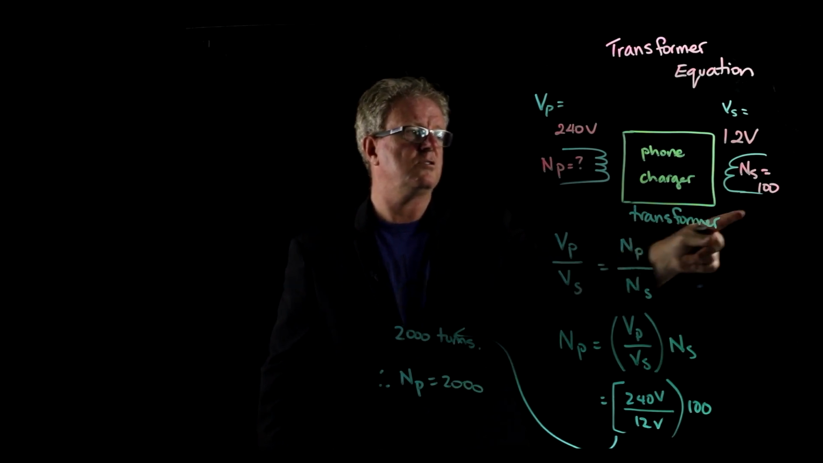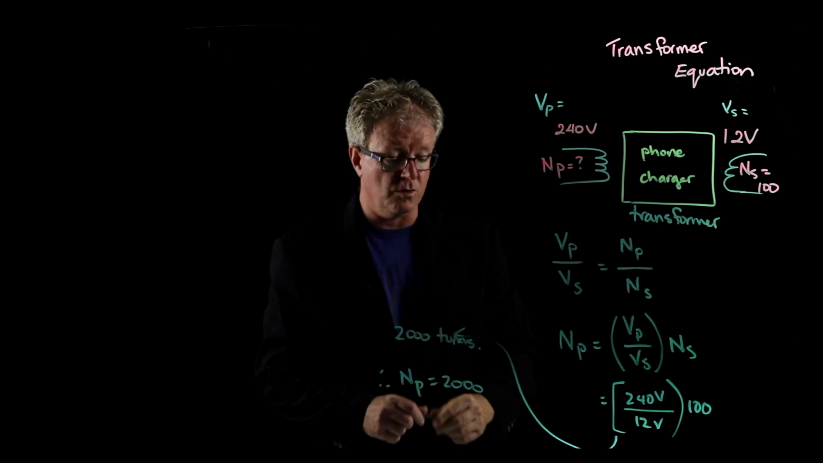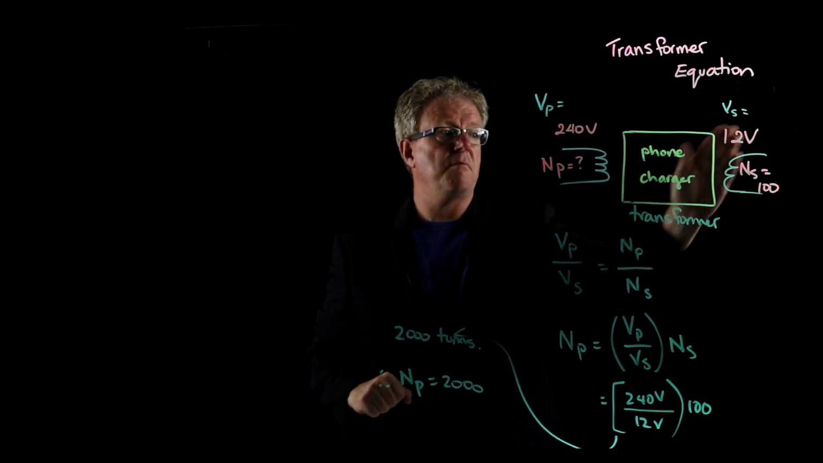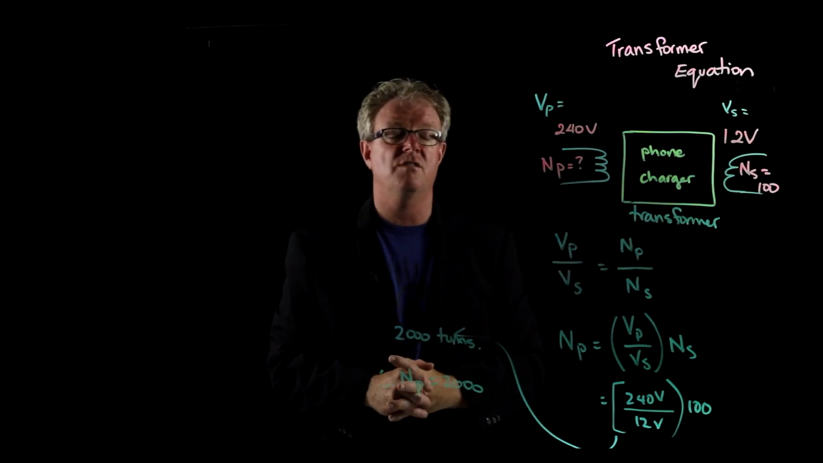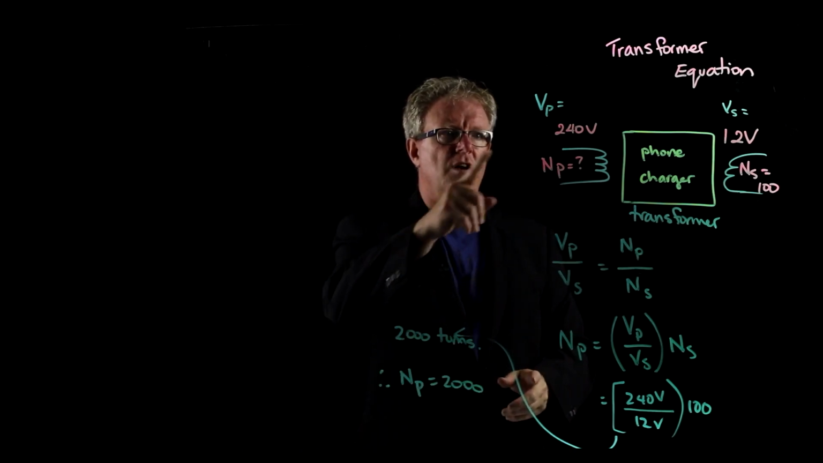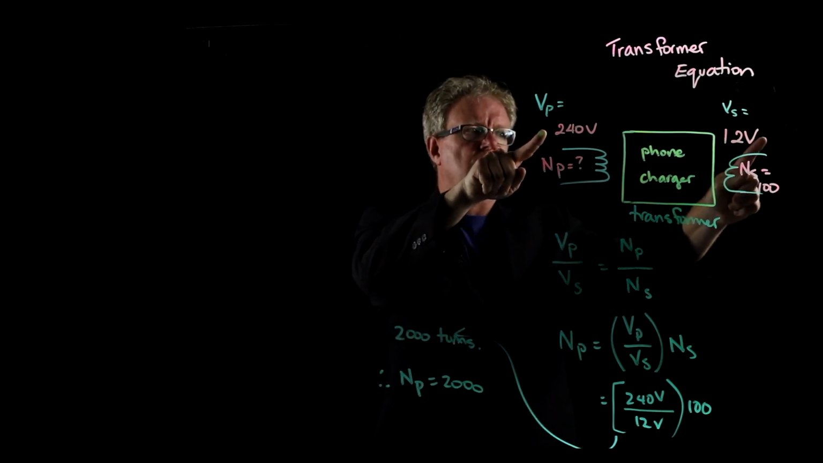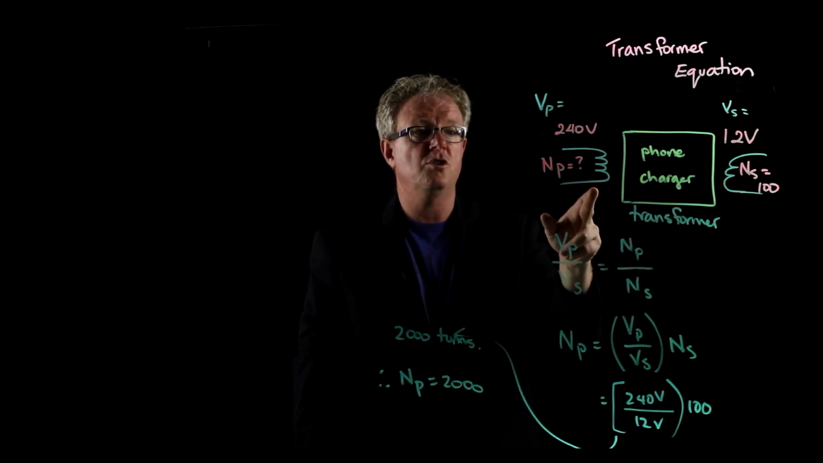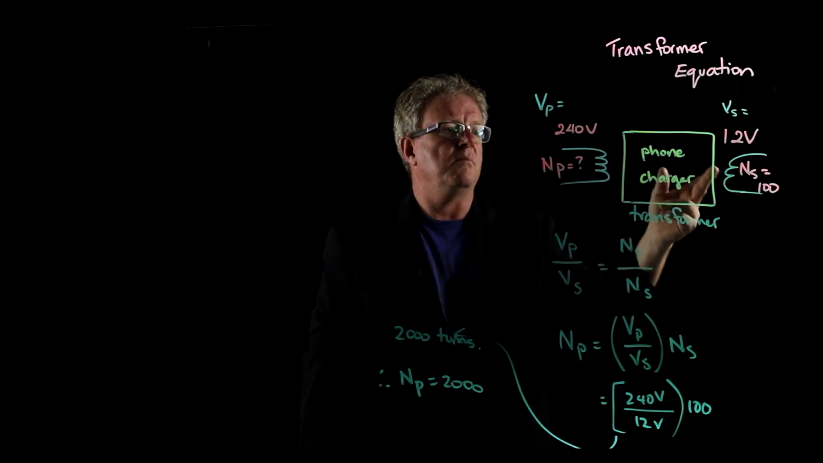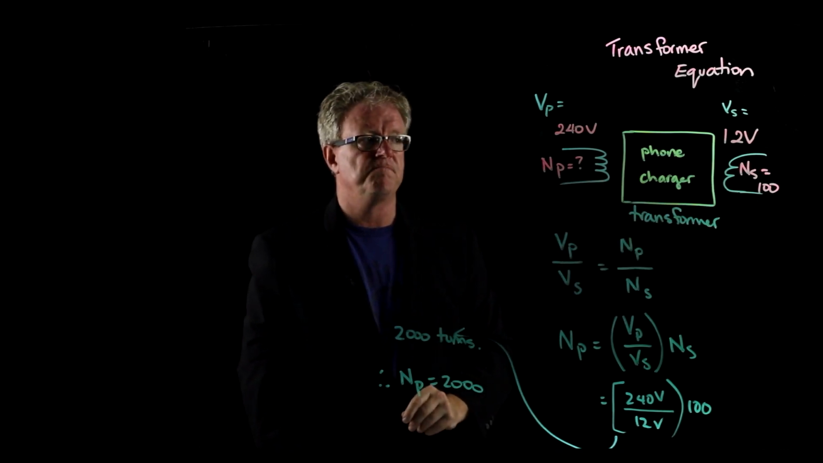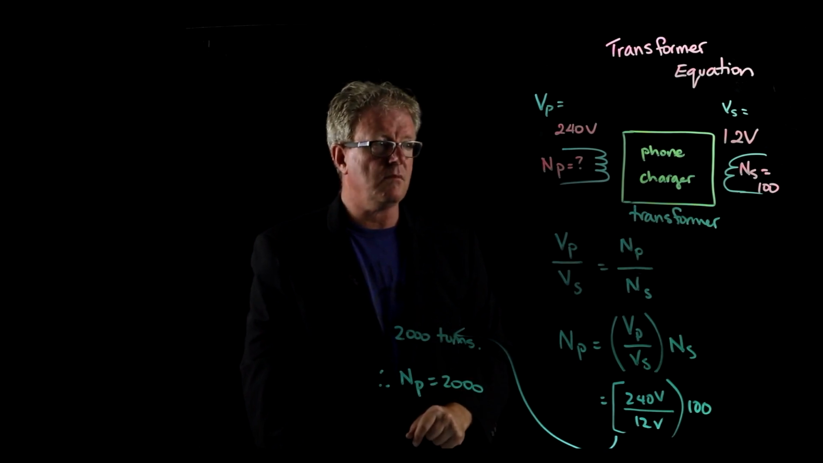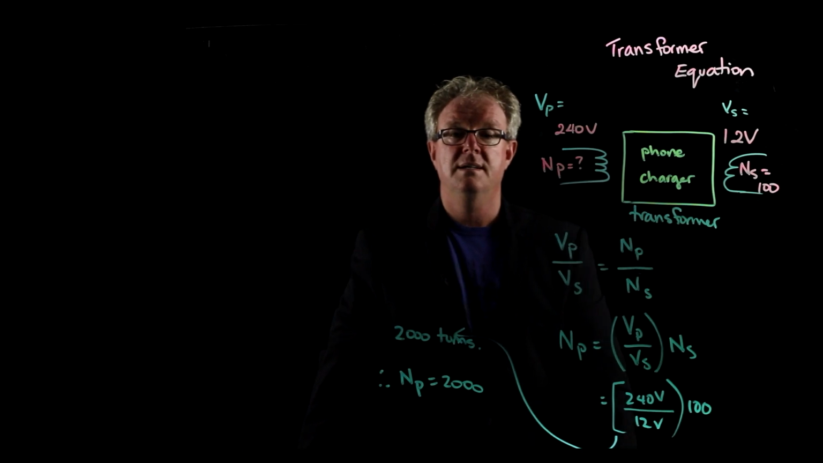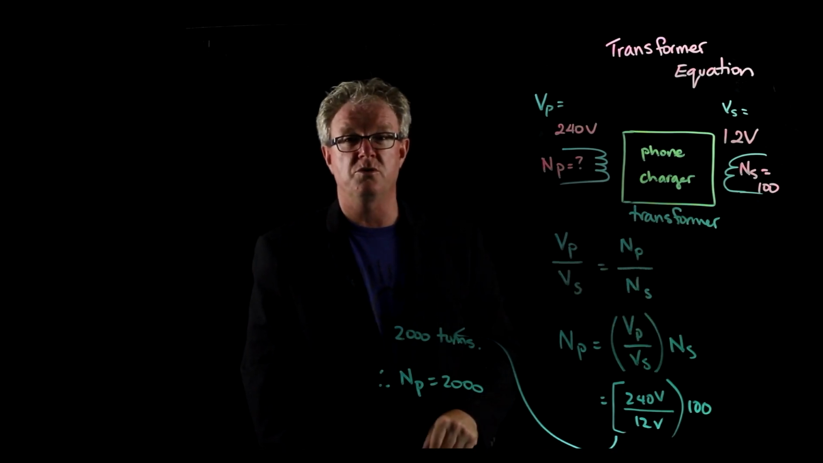So we're going from 2,000 to 100, and so we're stepping down the voltage. Remember, the amount of energy going in the left-hand side is the same amount of energy going out the right-hand side, conservation of energy. If we have a higher voltage and we want to go to a lower voltage, then it makes sense that we need to have a greater number of turns here so that we can step down the voltage. And that's in an ideal transformer, of course. If you remember, we're probably going to get some different values if we were to use a real transformer.